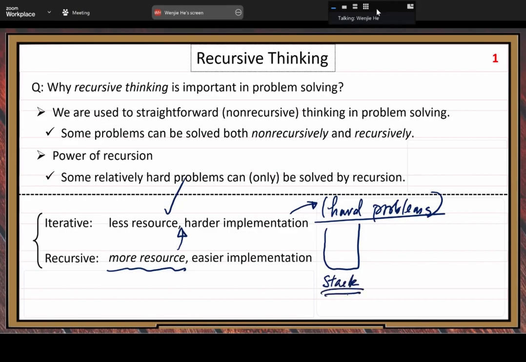In your data structure course, 2250, you'll learn several basic data structures: stack, queue, linked list, right? Think about the stack. Here we use stack. Stack has some simple property. Do you still remember what is the main property of a stack data structure? Last in, first out.